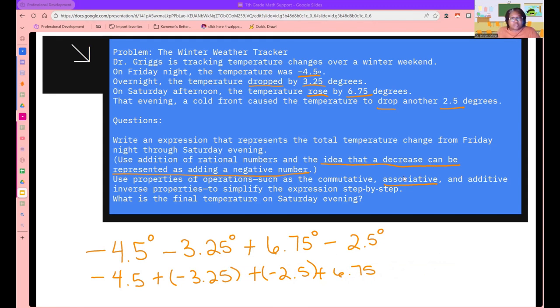So with the associative property, we're able to move things around as long as we retain the symbol that goes with that number. We can move things around, especially with addition. So now let's see what we have now. Now we have a negative plus a negative plus a negative plus a positive. So let's go ahead and get all of these negatives added.